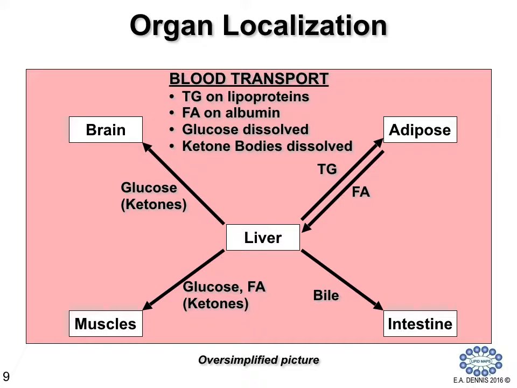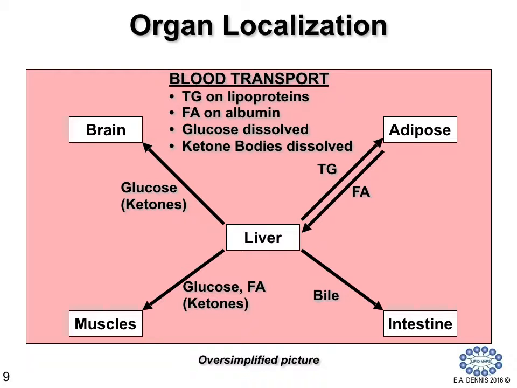The glucose and fatty acids, and under starving conditions, ketone bodies produced by the liver are also sent to muscle and heart, where they are the essential components that drive their metabolism. And the molecules that are no longer needed or are oxidized are sent through the bile duct to the intestine for excretion and some recycling.